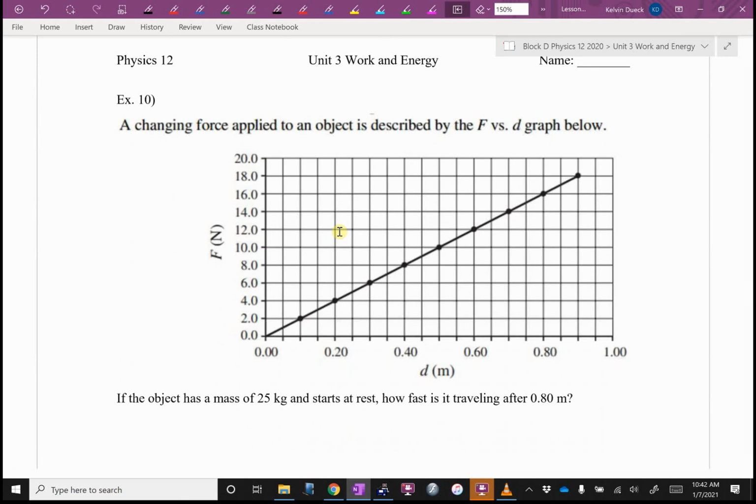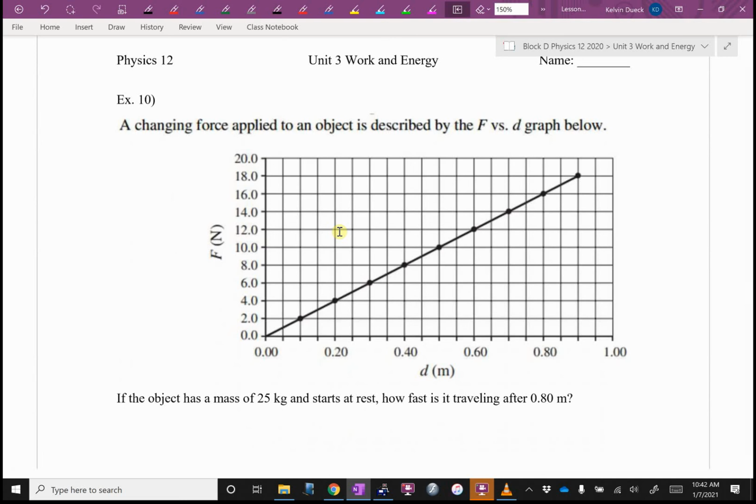I like example 10. Example 10 is a nice question. Allie, what's example 10 want me to find? Keep reading to yourself. And eventually, if you look underneath the graph, you'll see the question sentence. And then you'll say, what's it want me to find?